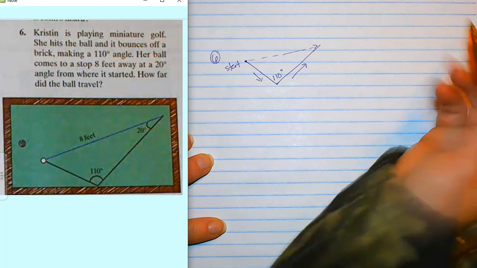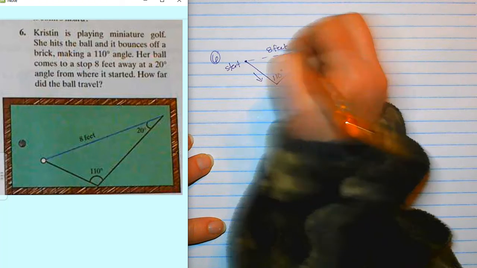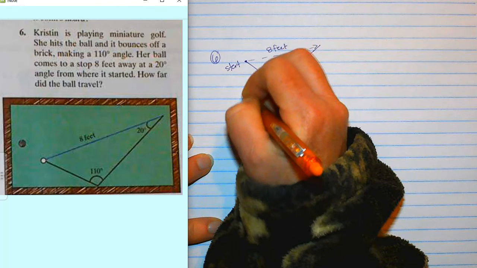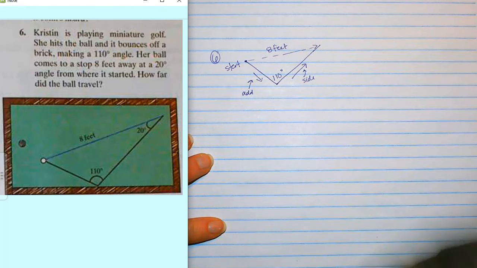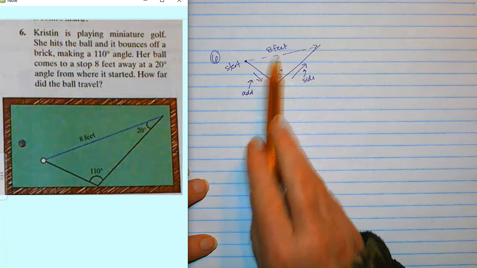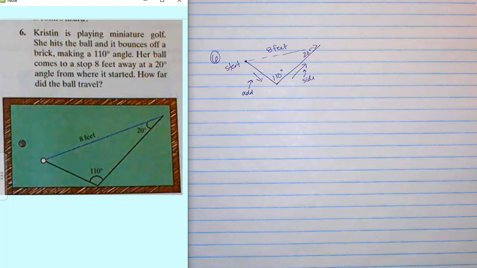So this is the shortest path, is 8 feet. How far did the ball really travel? We need to add this side and this side. So we need to find the other 2 sides and add them together. So using the 8 feet and the other angles that we know, because they measured this angle, we can figure out stuff for number 6.